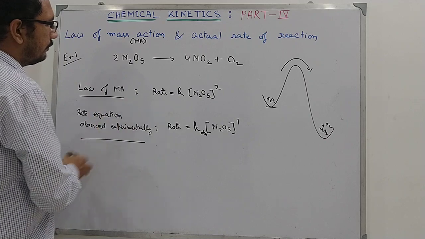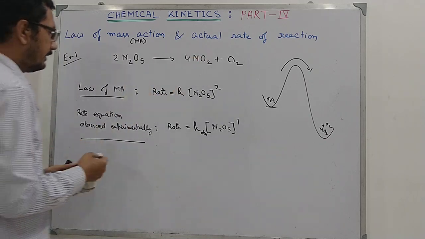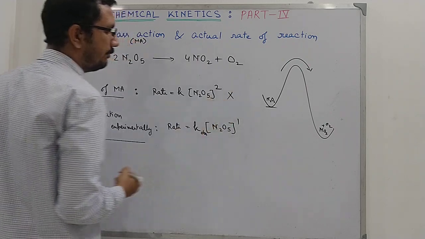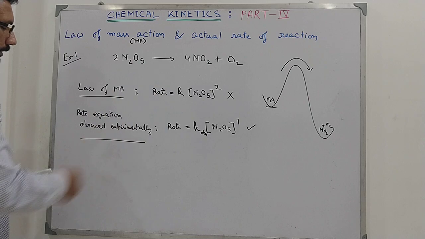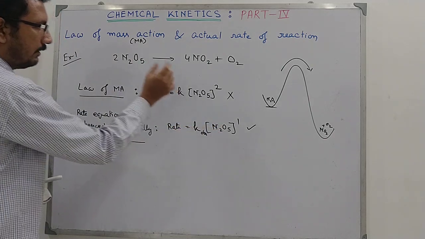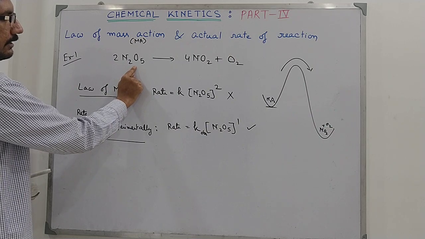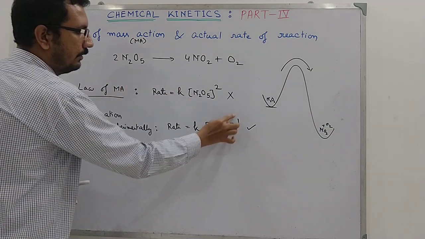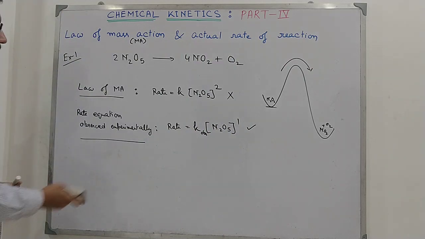Now, for this reaction, this rate equation proves to be wrong, but this one is correct. Now how does this rate equation come? We are noticing that two molecules are participating in the reaction, but here how does the order become 1? Let us see.